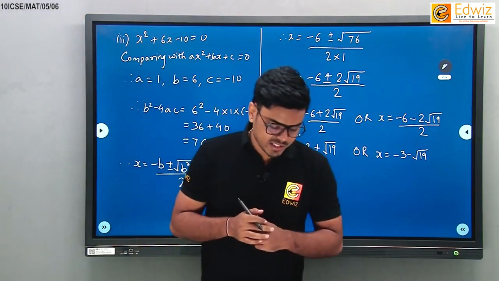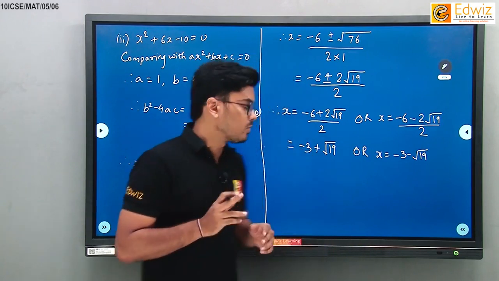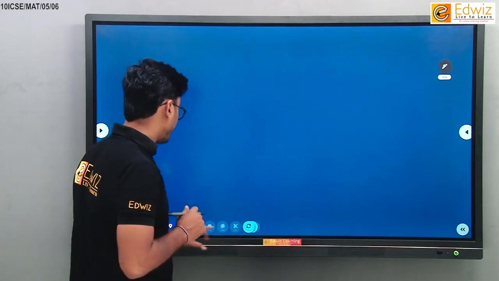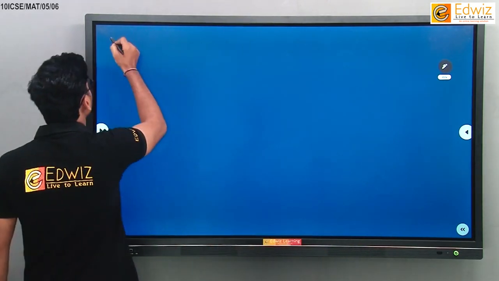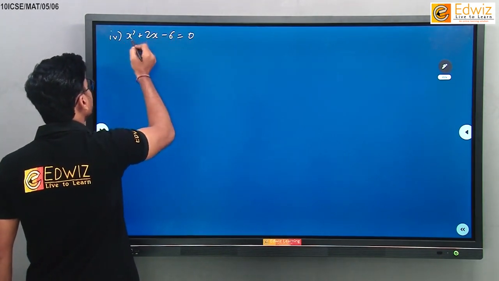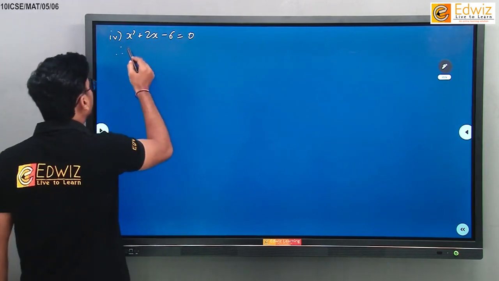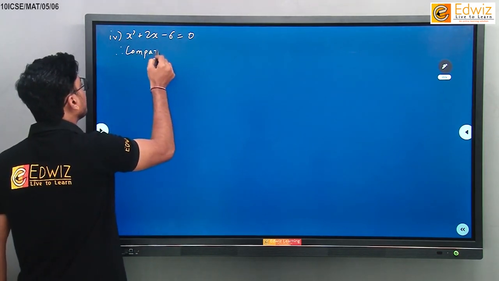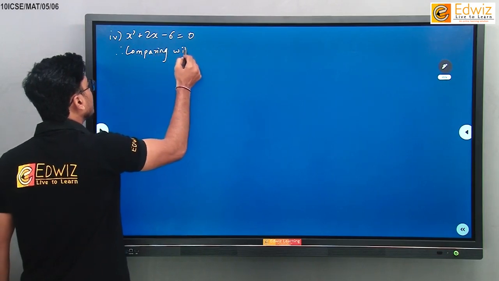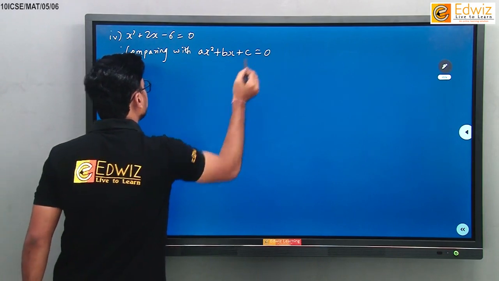Moving on to the next equation, x square plus 2x minus 6 equal to 0. Okay, next equation, fourth one, x square plus 2x minus 6 equal to 0. Use the comparison with standard form. So comparing with ax square plus bx plus c equal to 0.